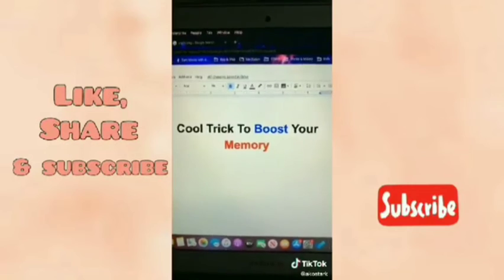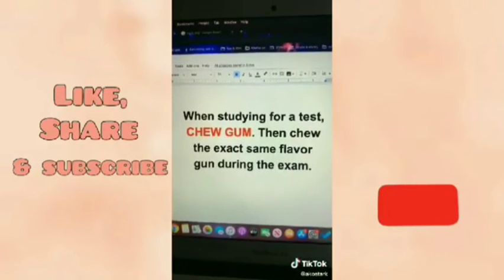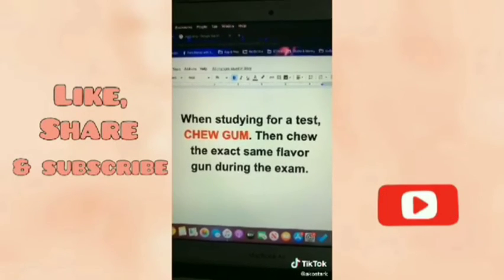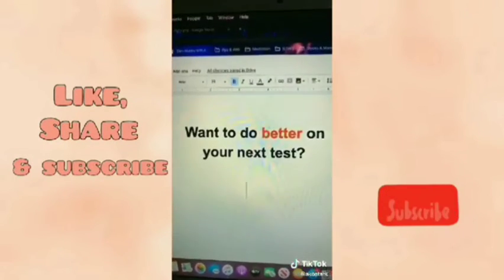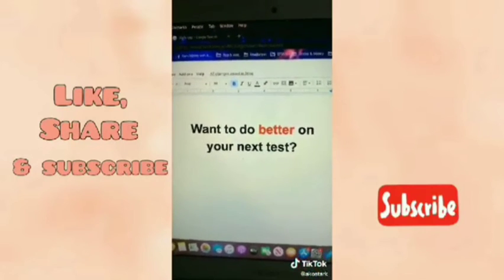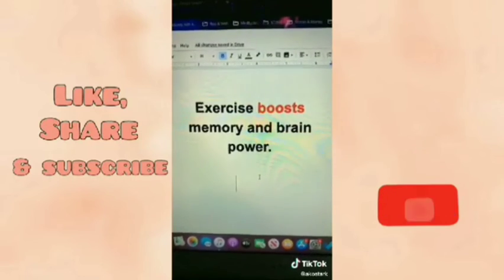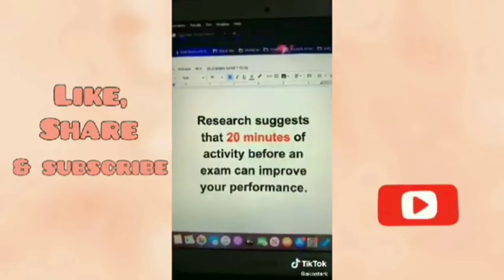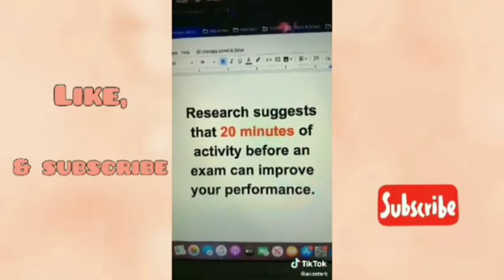Next, cool trick to boost your memory. When studying for a test, chew gum. Then chew the same exact flavor gum during the exam. It will help you memorize what you studied. And the last one. Want to do better on your next test? Take a walk before the exam. Exercise boosts memory and brain power. Research suggests that 20 minutes of activity before exam can improve your performance.